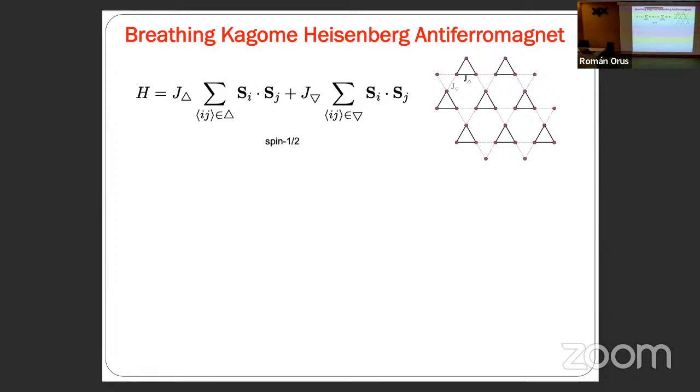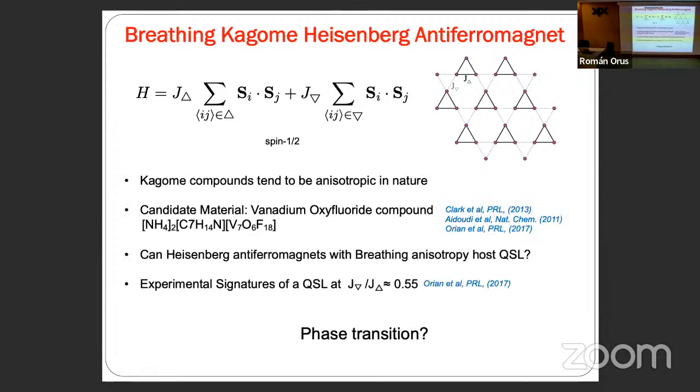Now there are different reasons for wanting to, you know, for willing to understand what happens when you have different couplings. The first one is that if you go to nature, these Kagome compounds are typically anisotropic. So up and down triangles, they don't have the same coupling typically. There is also candidate material right here. This has been seen already in several places.